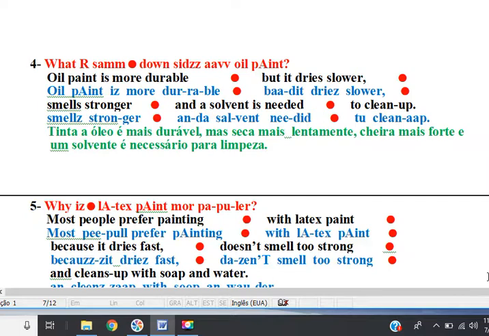What are some downsides of oil paint? Well, oil paint is more durable, but it dries slower, smells stronger, and a solvent is needed to clean up.